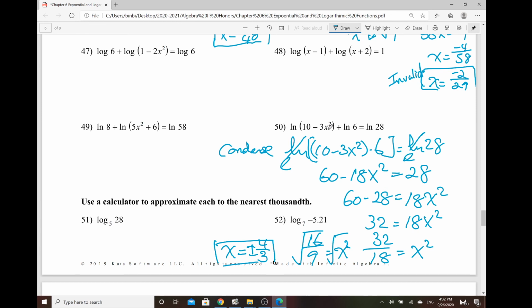Alright, so now let's see what else. And 52, you want to convert that to the change of base form. So for 52, I'll just put it right up here. So that one is written as log base 7 of negative 5.21. So once you convert it, it's log of negative 5.21 over log of 7.